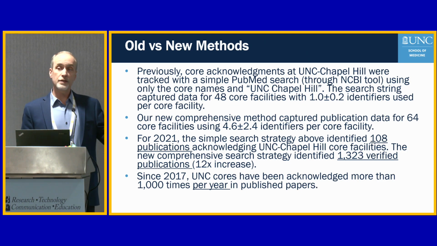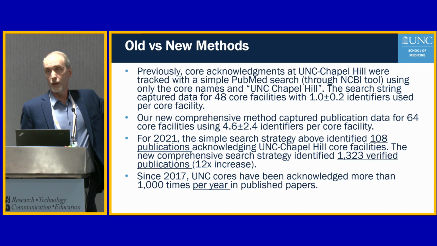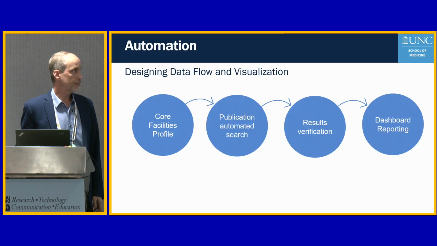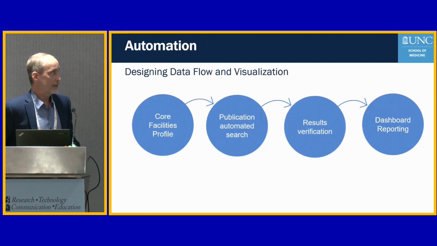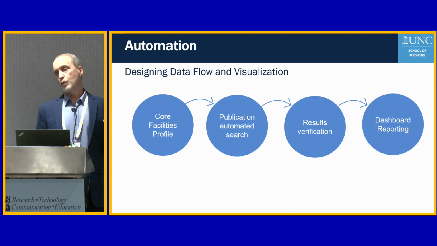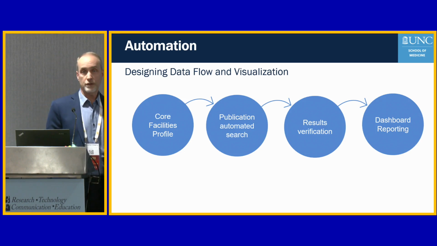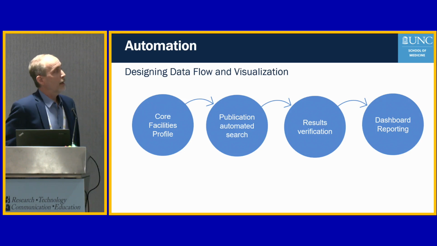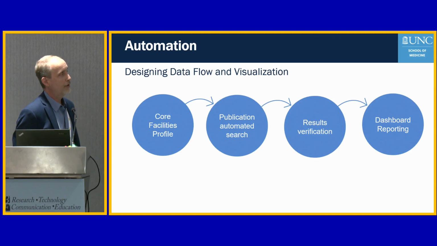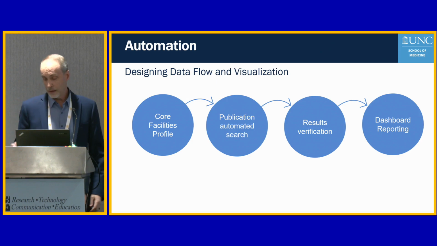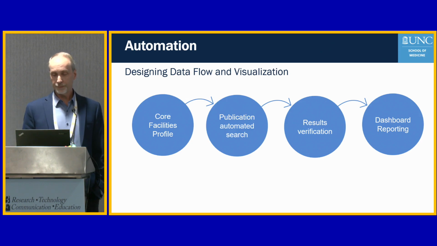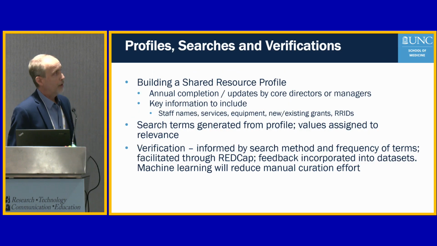Okay, so this was the manual version. A lot of manpower. So how do we automate this? And this is where we are right now. The idea here being that the core takes an active role in building their own profile. They know the best of what terms should be in the profile. We set up an automated search for publications, figure out a way to verify the results, and then they can generate a dashboard. So this is what we're doing.